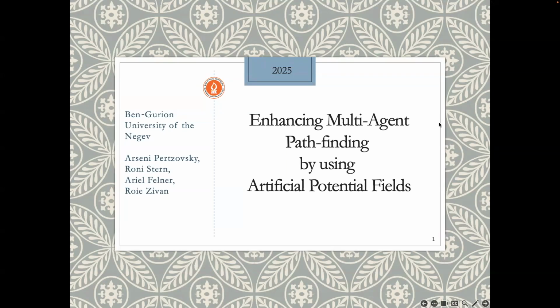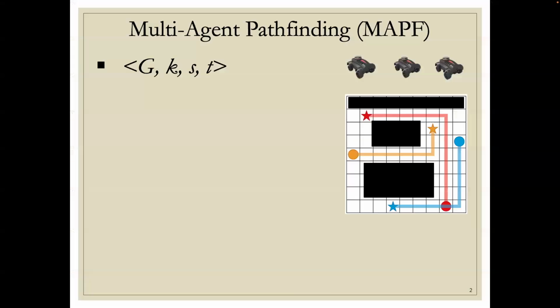I'm a PhD student at Ben-Gurion University in Israel, and this is joint work with Ronny Stern, Ariel Felner, and Roy Zivan: Enhanced Multi-Agent Pathfinding by Using Artificial Potential Fields.